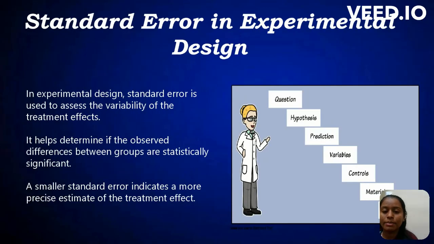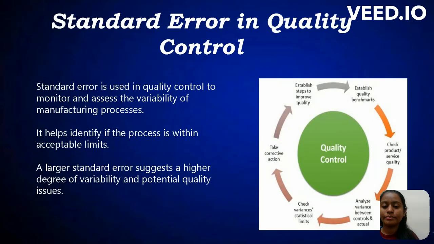Standard error in experimental design. In experimental design, standard error is used to assess the variability of the treatment effects. It helps to determine if the observed difference between groups is statistically significant. A smaller standard error indicates a more precise estimate of the treatment effect.